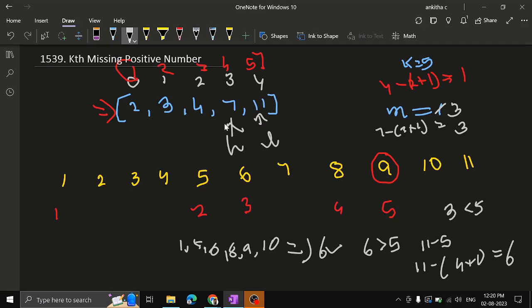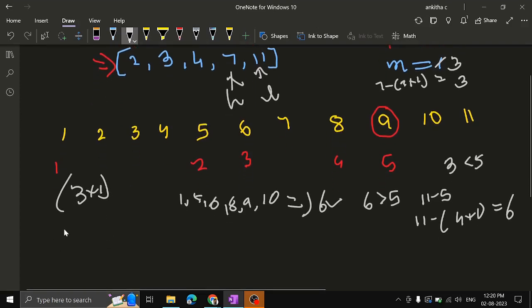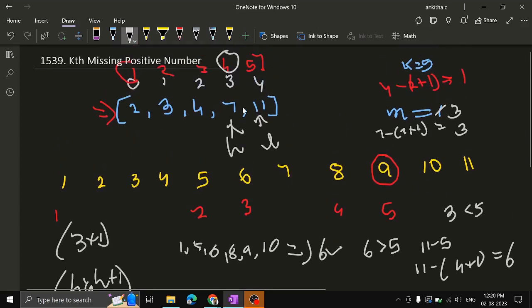If you observe carefully, as I said, high is pointing here and that is at position 3. But the actual number that should be present at this position is 4. That is nothing but 3 plus 1. So it's nothing but high plus 1. Correct? The number that should be present at this position is 4. How do you get the 4? That is nothing but high plus 1. So 3 plus 1 will give you 4.